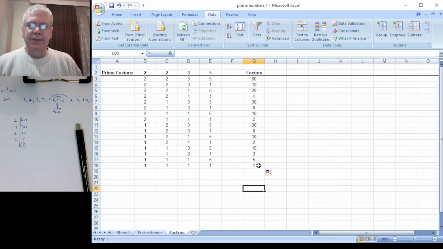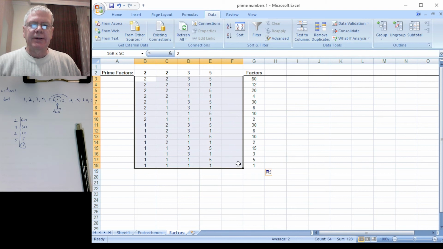There's 16 and we only had 12. So what's up with that? Well, that's because we have a multiplicity or duplicate factor here. We have 2 2s, and that gave us some duplicates. So we will find all the factors, but in some cases we will have them listed more than once. Let's take a look at that. You can see why that happens.